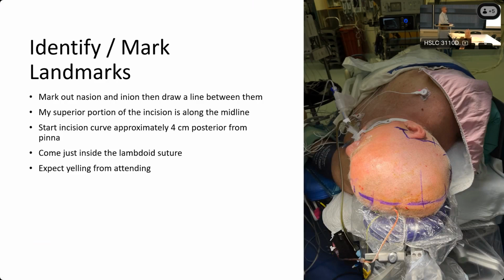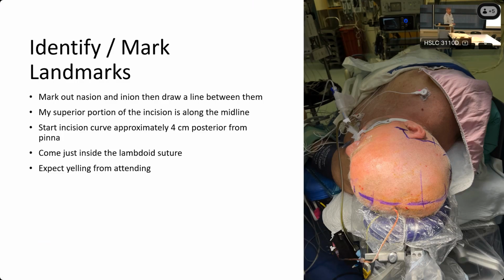So horseshoe, obviously ideal. If you don't have a horseshoe, you just buttress things up so you have space. Come up with a plan that exposes that. You want to mark out the nasion and inion and draw a line between them.